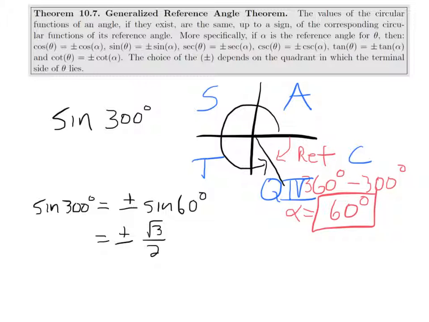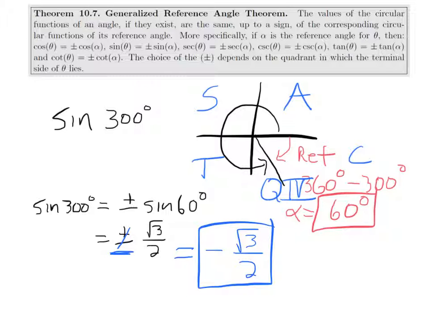The A stands for that all of sine, tangent, and cosine are positive in quadrant 1. In quadrant 2, only the sine is positive. Cosine and tangent are negative. In quadrant 3, only the tangent is positive. Sine and cosine are negative. And in quadrant 4, where we are, only the cosine is positive. So sine and tangent are negative. Well, we're dealing with sine, and we're in quadrant 4 where only cosine is positive, so we know the sine is negative. So we end up with negative square root of 3 over 2.